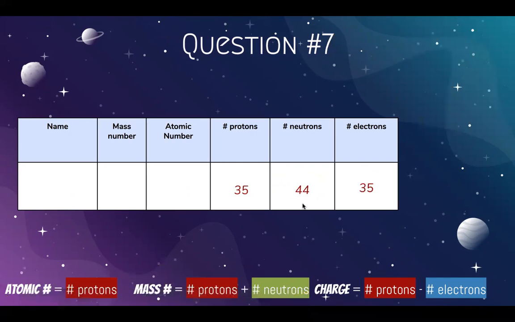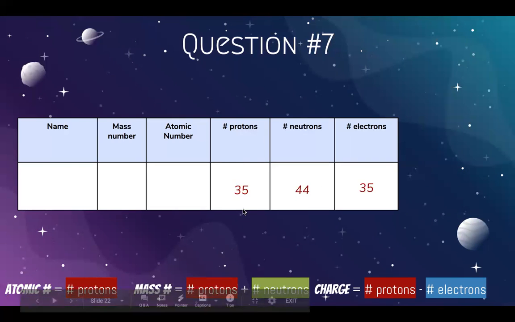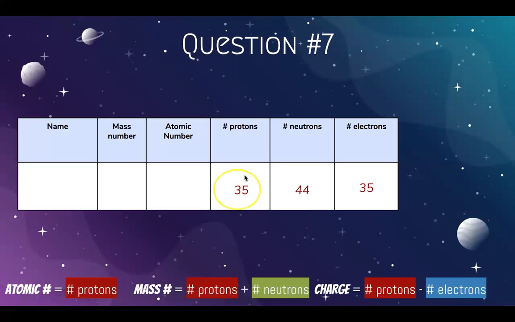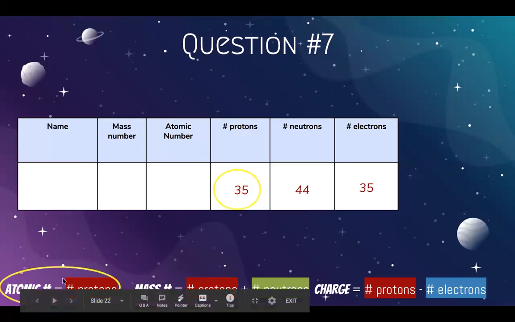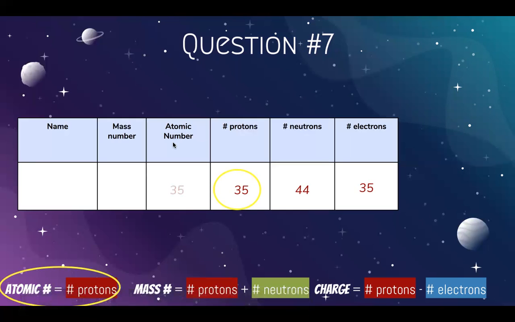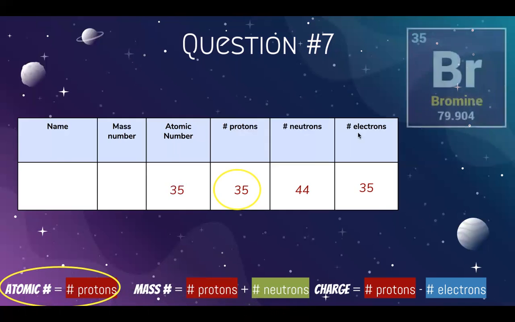All right, question number 7, another fill in the table question. So let's see, we're given the number of protons. So that should be the same as the atomic number. So again, atomic number and number of protons are equivalent. And if we know the atomic number and number of protons, we should be able to look it up on a periodic table and see that this is the element bromine. So this is bromine.